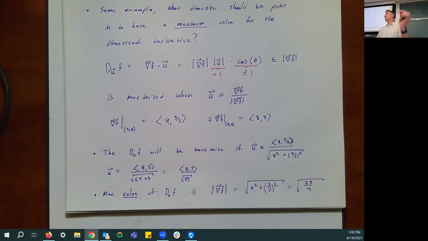Okay, so this comes up relatively often in this section, but if you're ever trying to maximize something, you want to point in the direction of the gradient, and the maximum value is the magnitude of the gradient. We'll say more about that on Wednesday.